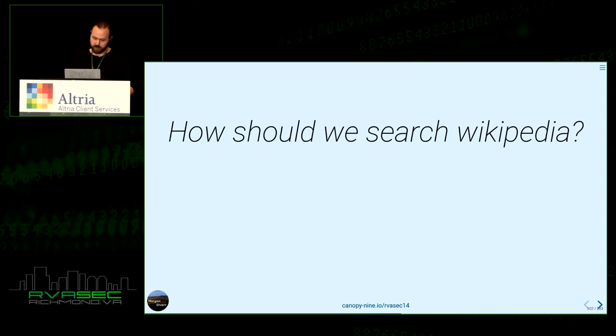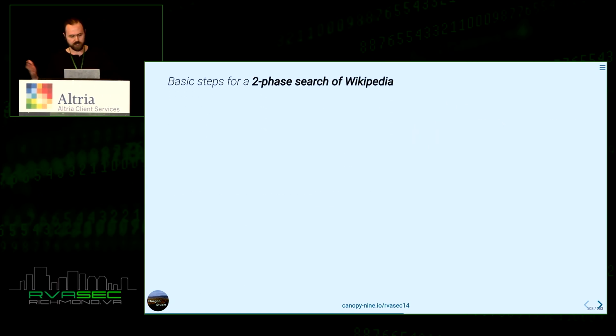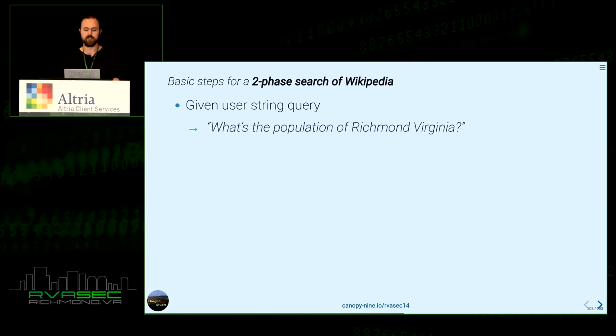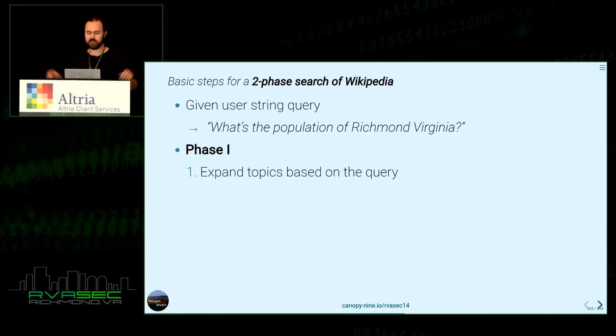So how would we go about searching Wikipedia? We're going to do what's sort of being known as a two-phase search. We're going to take a user's string query, what's the population of Richmond, Virginia, and we're going to do a phase 1 search where we ask the LLM to expand the topics of the user's query, so just generate other Google searches or Wikipedia searches that you might want to search if you're interested in the population of Richmond, Virginia. And then we're going to search all the topics from Wikipedia.